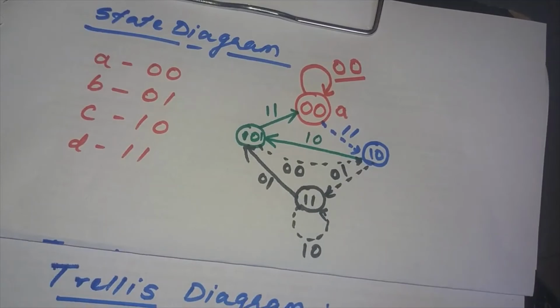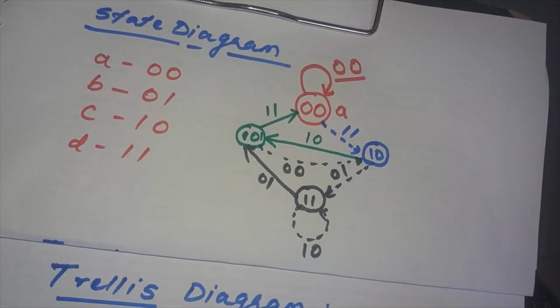Now the last state remaining is 1, 1. In the state diagram, we can see when the input is 0, we move to the next state 0, 1 with output 0, 1. So from state 1, 1, we have to move to the next column in state 0, 1 with a solid line because the input is 0, and the output in this case is 0, 1.